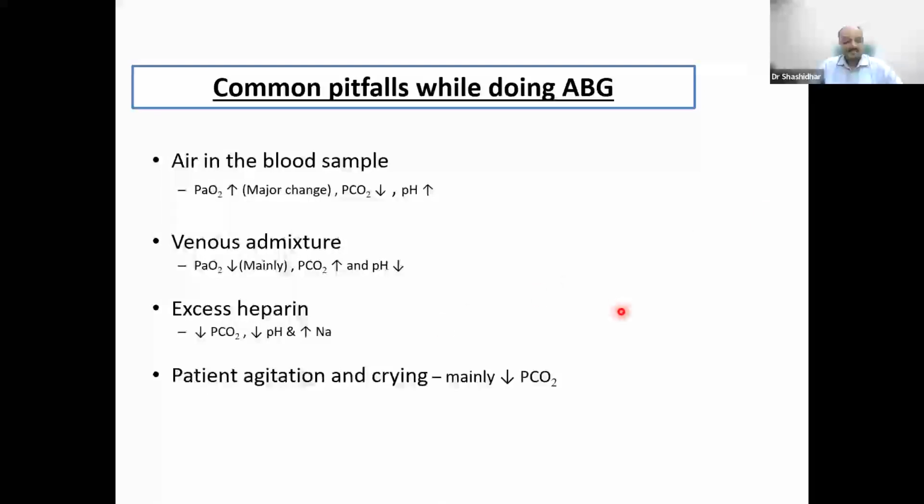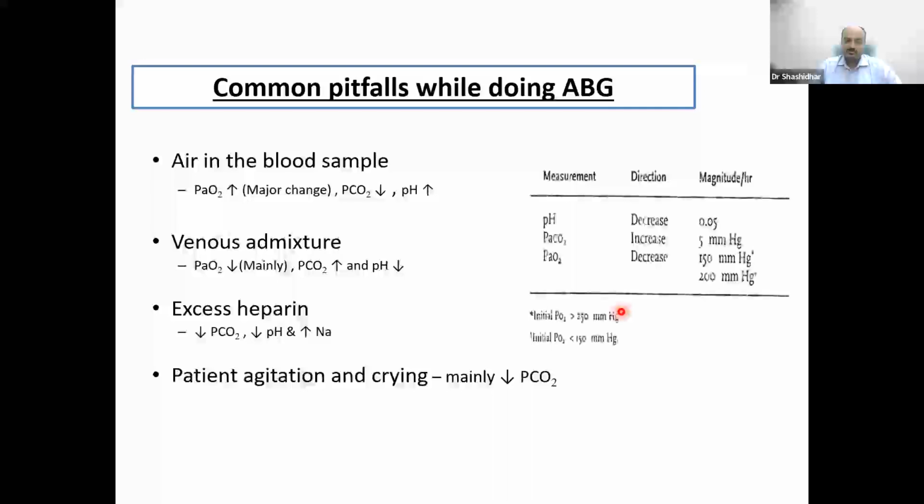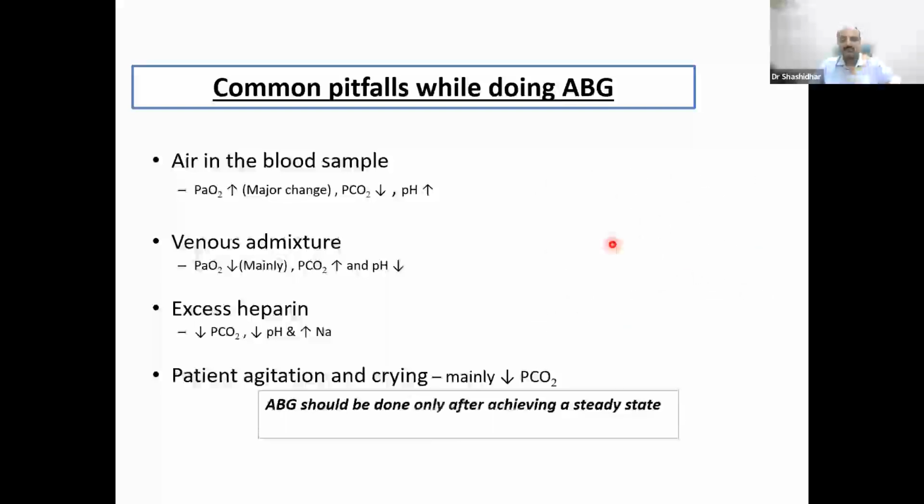If the patient is agitated, it will obviously wash out PCO2. So how do you measure this? Per hour, if you delay your sample analysis, pH will reduce by 0.05. PCO2 will increase because the RBCs are metabolizing and producing CO2. It increases by 5 mmHg, and PO2 can reduce. So these are the few things you need to remember in the pre-analytical phase.